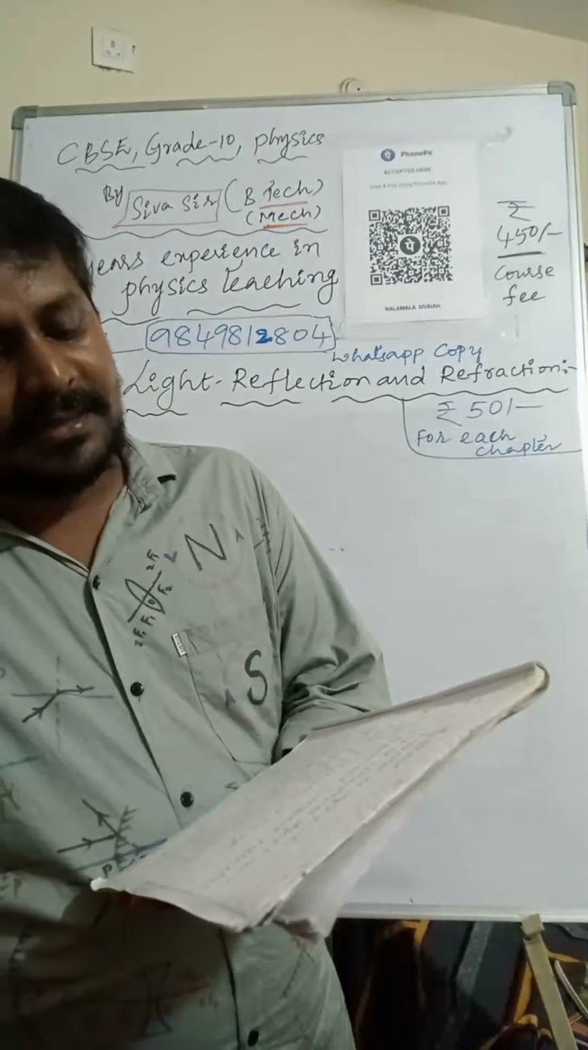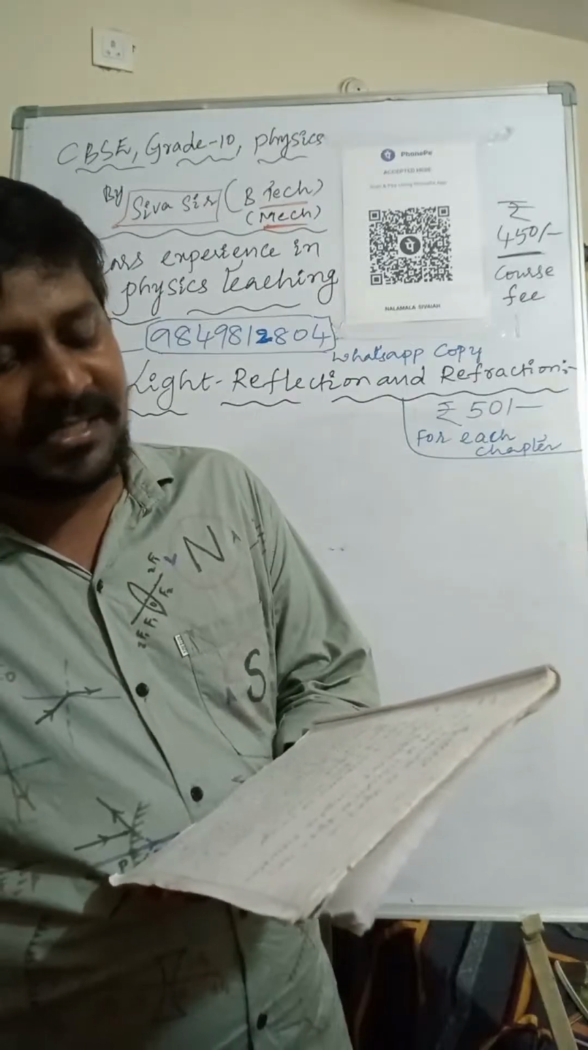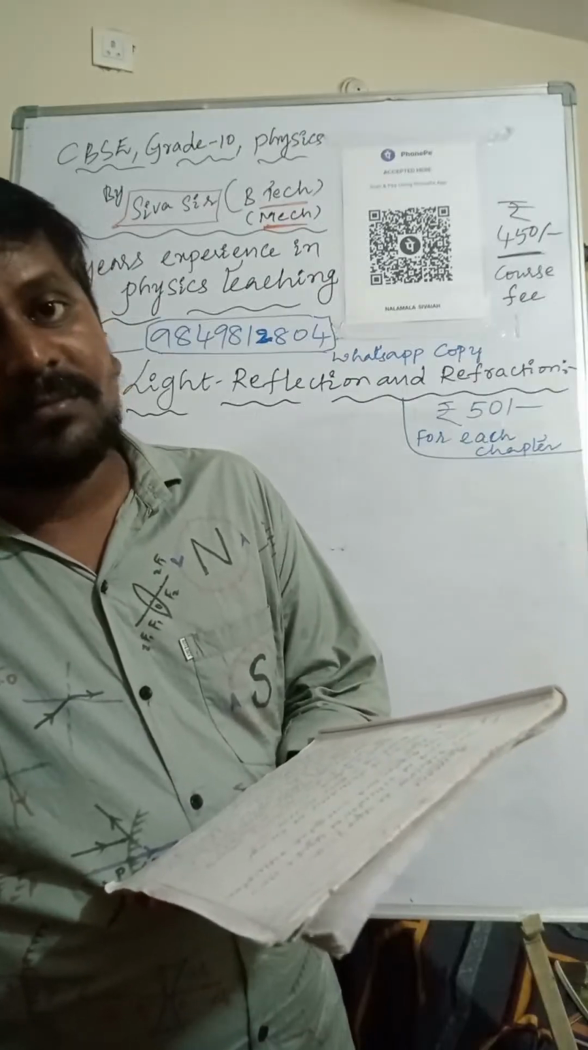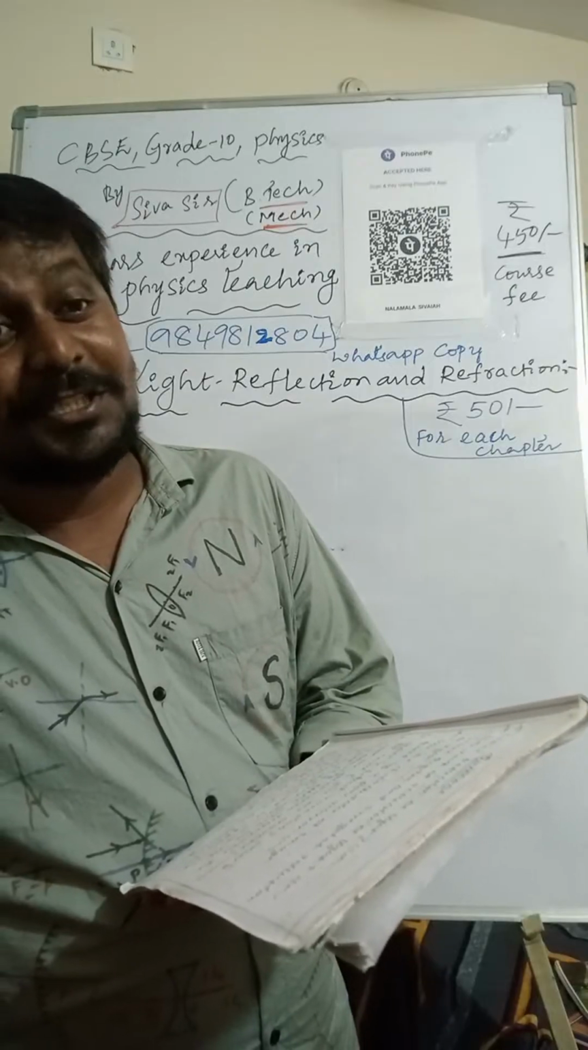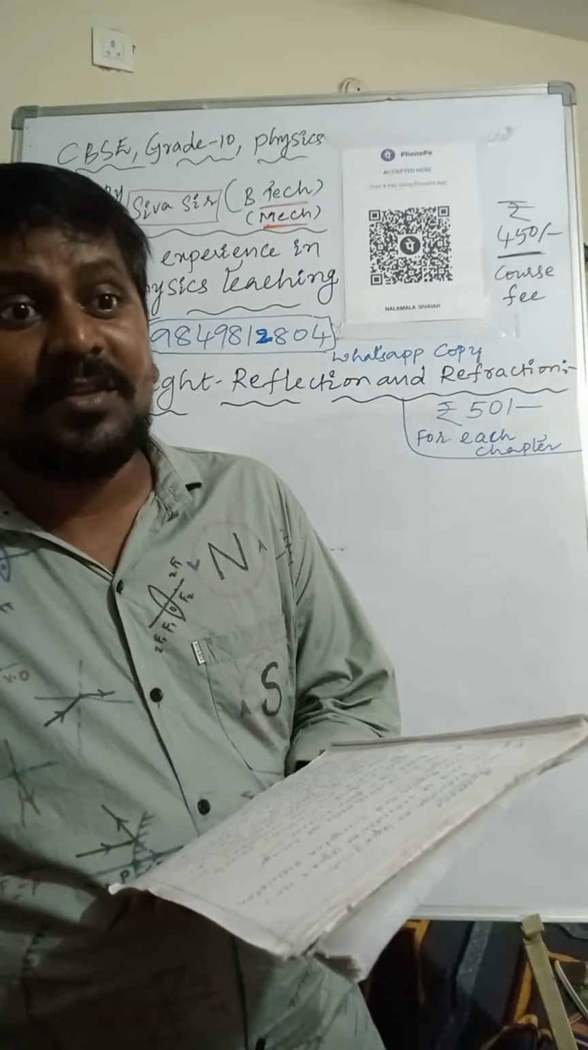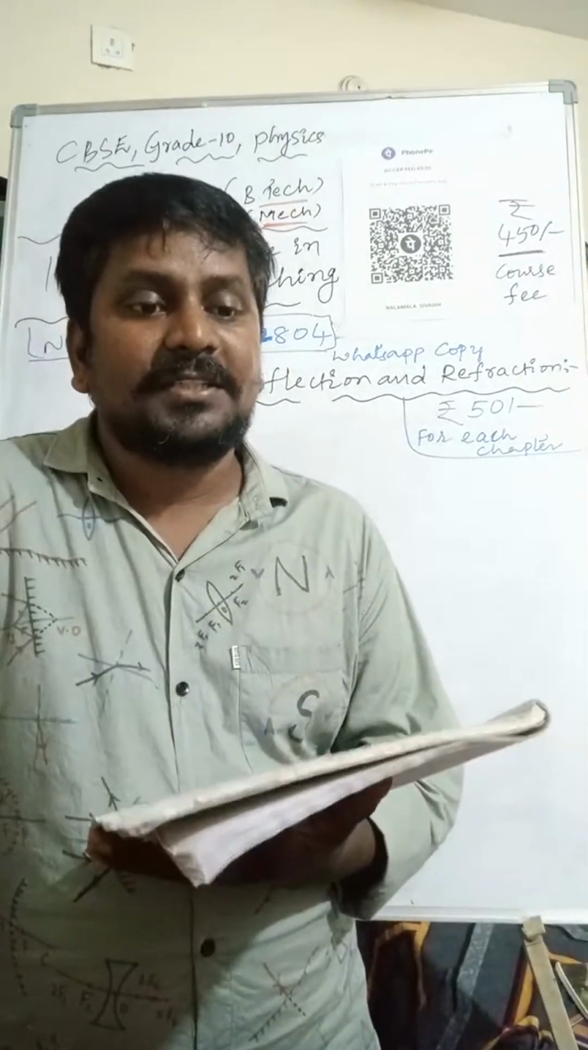List the characteristics on it. Object distance is equal to image distance. Then one more. Height of the object equal to height of the image. And one more.